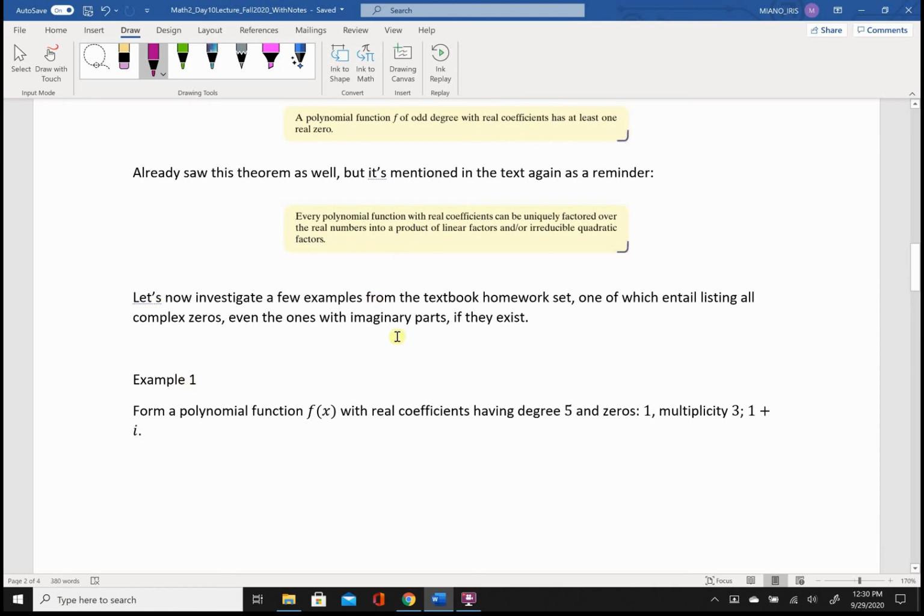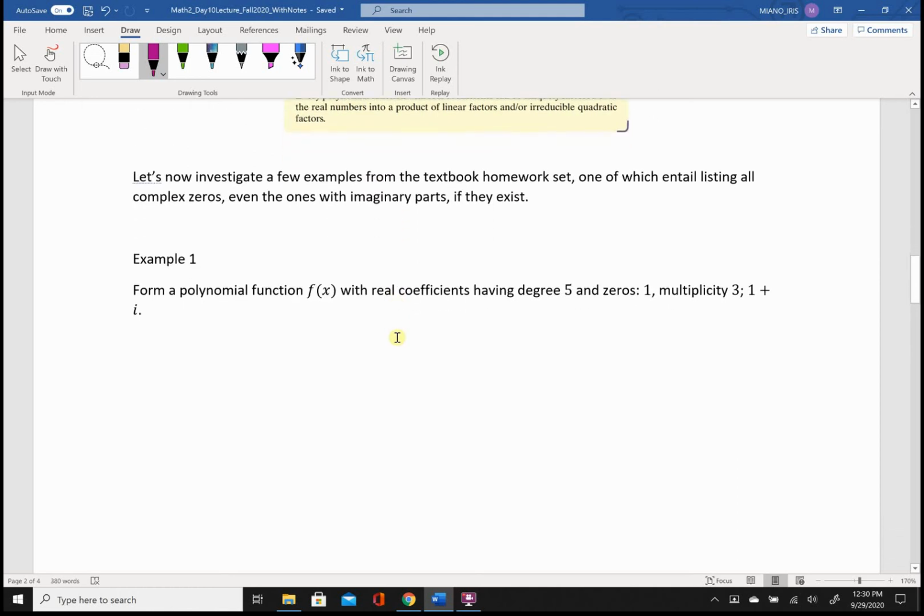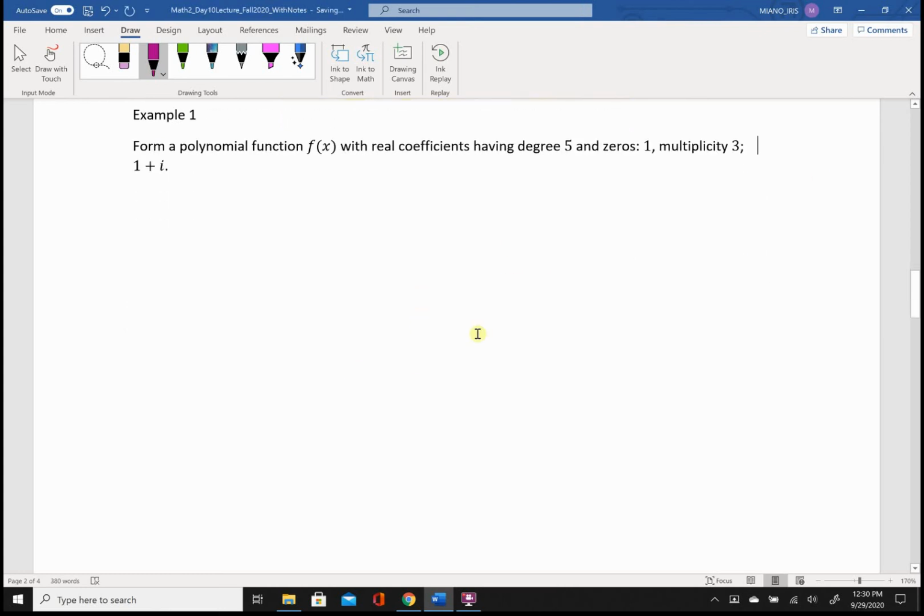Okay, so let's investigate a few examples from the textbook homework set so that we can see how this new stuff comes about. And I'm going to put in a couple of spaces so that we can see this other complex non-real zero in its whole format. It's not cut off.